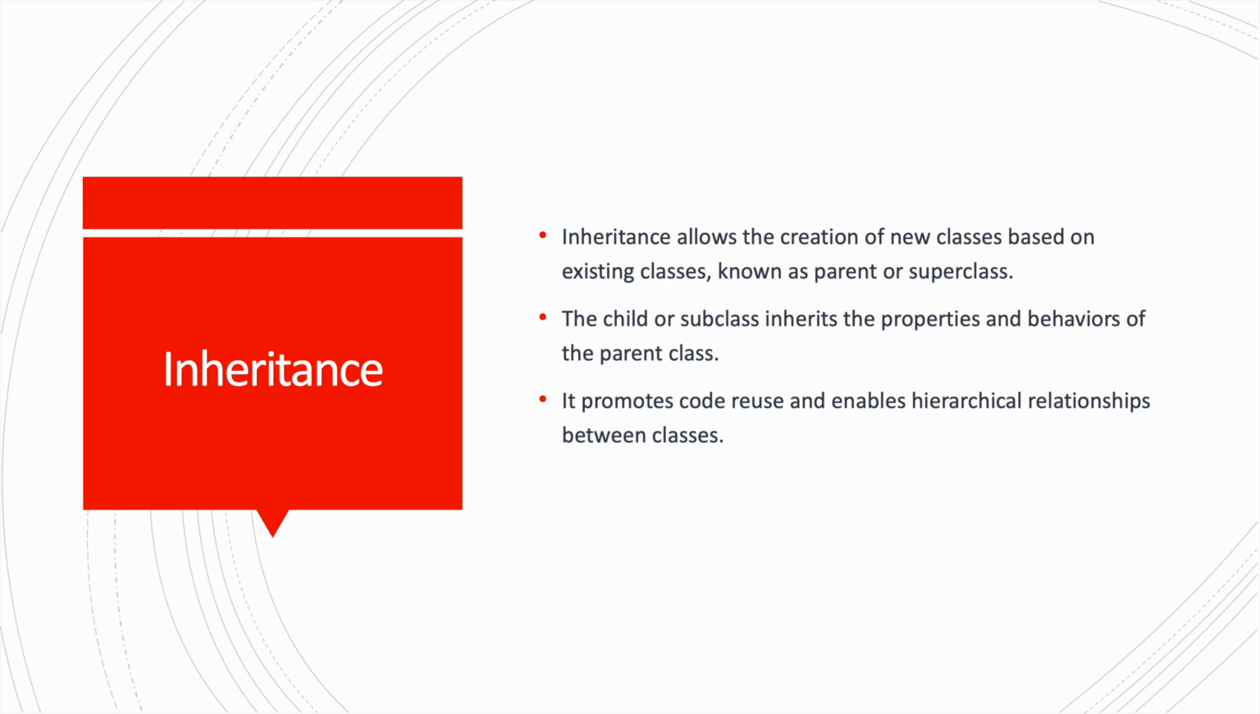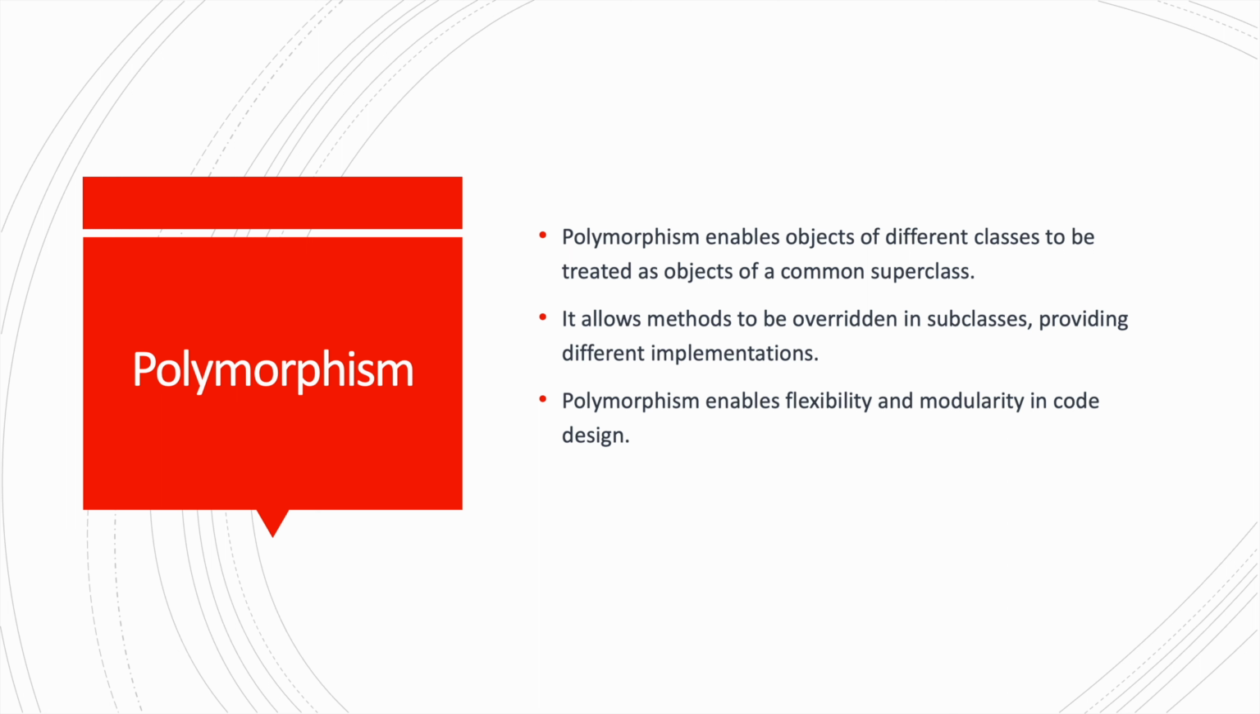Inheritance is a mechanism that allows a class to inherit properties and methods from another class. It enables code reuse and promotes the concept of hierarchical relationships between classes. Polymorphism. Polymorphism allows objects of different classes to be treated as objects of a common superclass. It allows us to write more flexible and adaptable code by using the same interface for different objects.